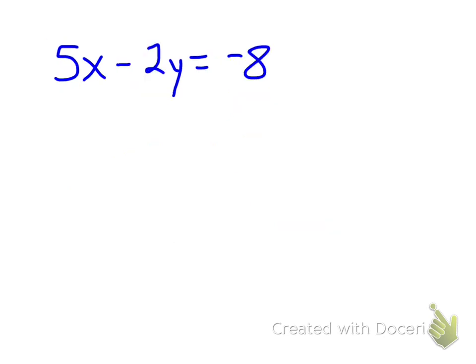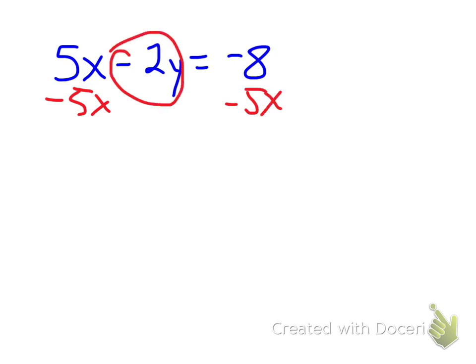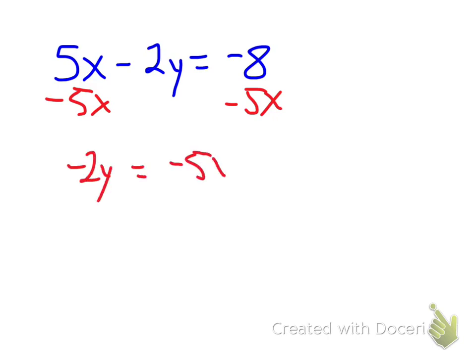Looking at another example, 5x minus 2y equals negative 8. This problem is going to start off very similar to the last one, where I'm going to move the x value to the other side. So I'm going to subtract 5x from both sides. I have a negative 2y. So negative 2y equals negative 5x minus 8. To get y by itself, I'm now going to divide everything by negative 2.